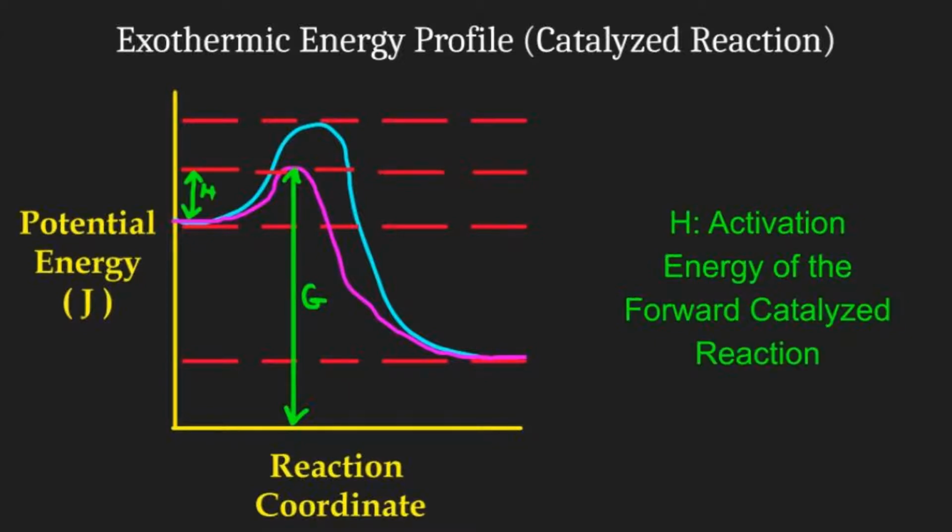So the last two things we're going to label on this diagram are the activation energy of the forward catalyzed reaction and the activation energy of the reverse catalyzed reaction. You'll see here how once again the activation energy of the forward reaction is the line that goes from the beginning of the reaction, the potential energy of our reactant, to the peak of the activated complex, represented by that small line H. You can see how that's much smaller than the line we had earlier for the non-catalyzed reaction.